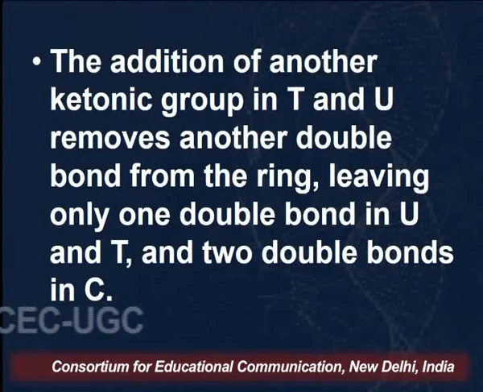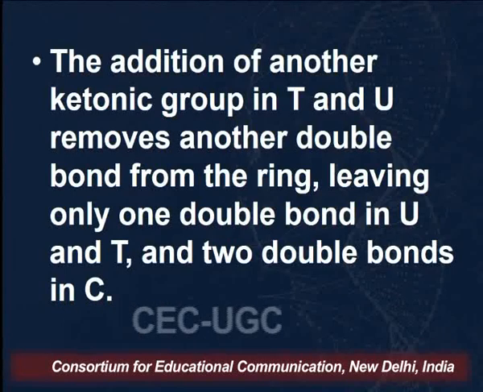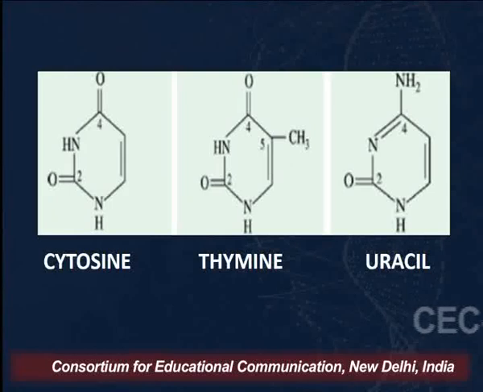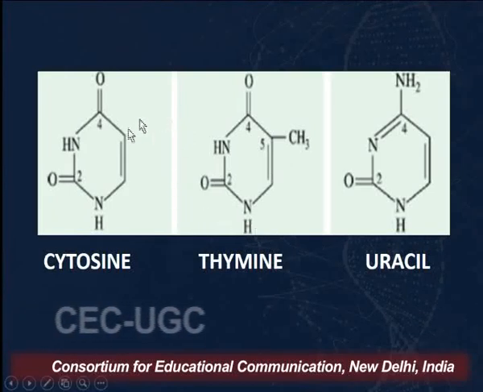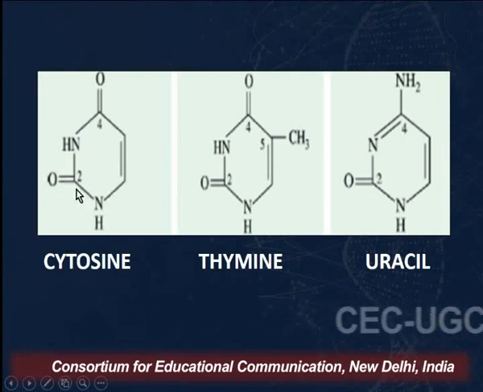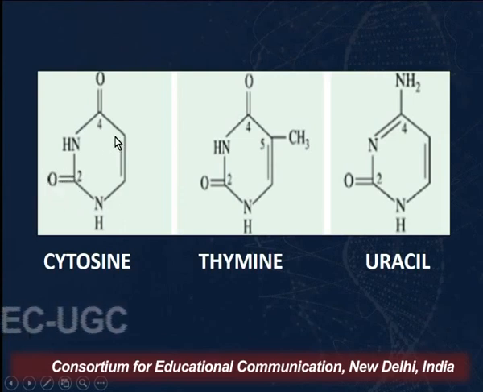So since it is having 2 carbonyl groups in it, these will have only one double bond in them. Here you can see the structures. When we look into the structure of cytosine, we have only one carbonyl group here.